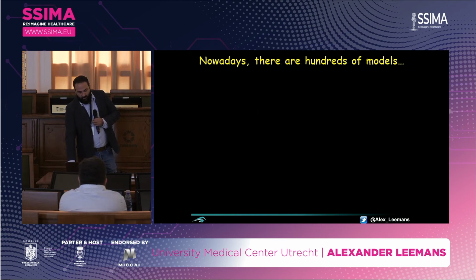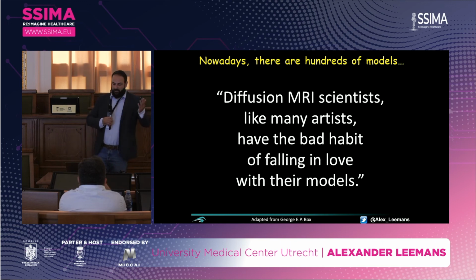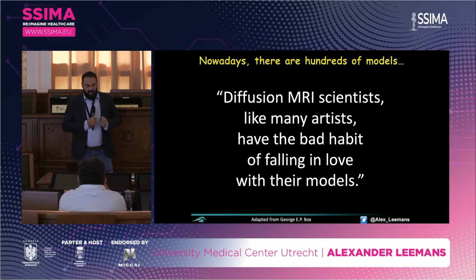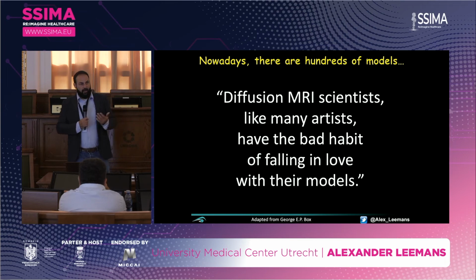And this is kind of our curse. There's literally hundreds of models nowadays, and everybody has their own. And like many artists, diffusion MRI scientists have the bad habit of falling in love with their models, right? So everybody's proclaiming, I am the best. No, I'm the best. And so one of the great challenges now is to come up with a good ground truth, or other models, things that we can combine to have a better idea of what is correct.